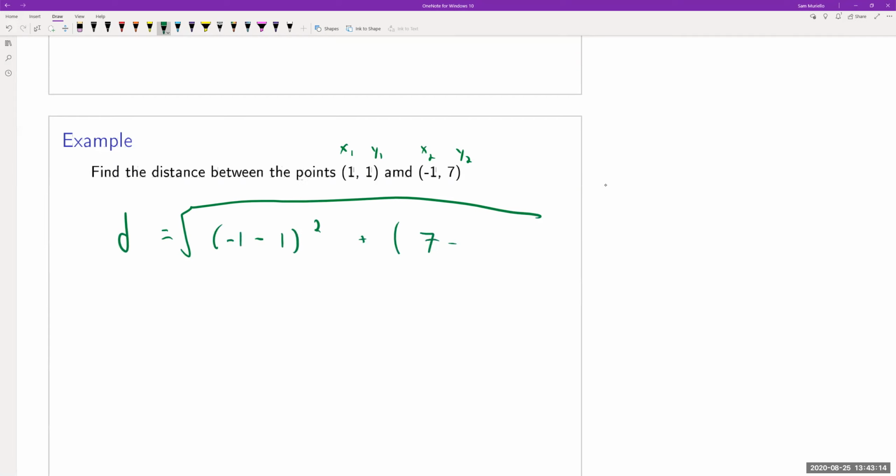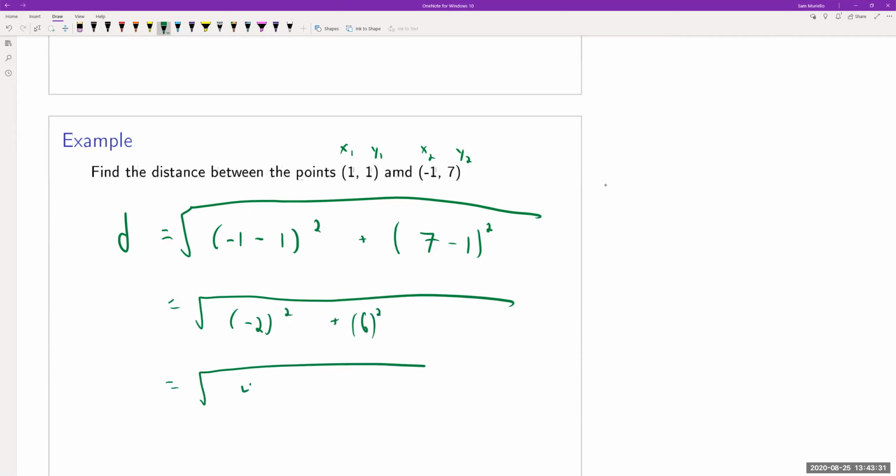So 7 minus 1 squared. Since I'm subtracting a negative from a negative, I'm moving further in the negative direction. So -2 squared plus 6 squared. 4 plus 36 is equal to the square root of 40.